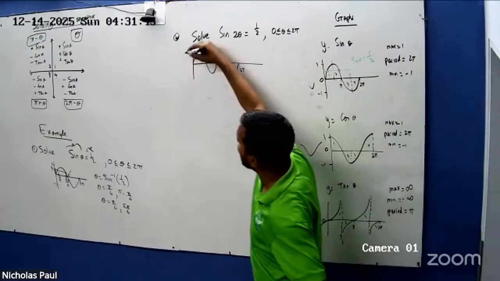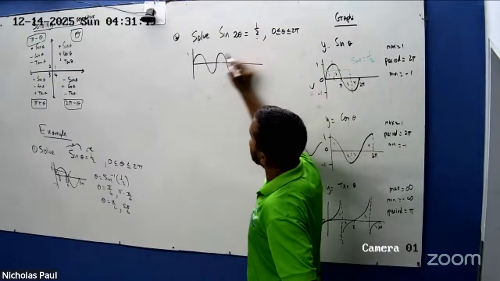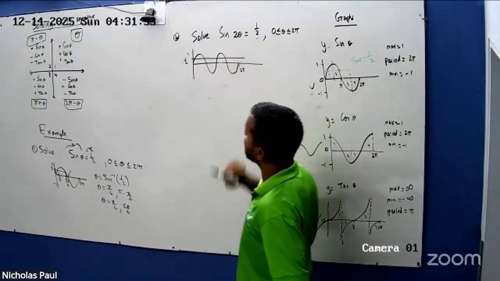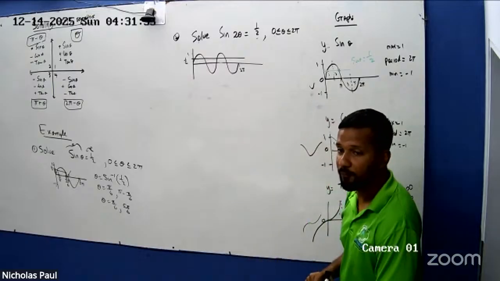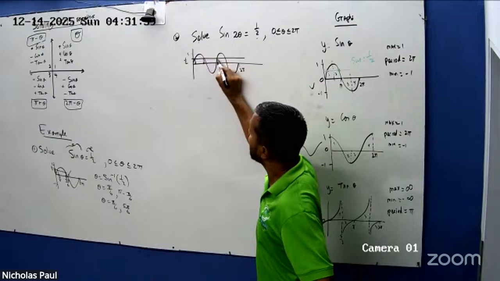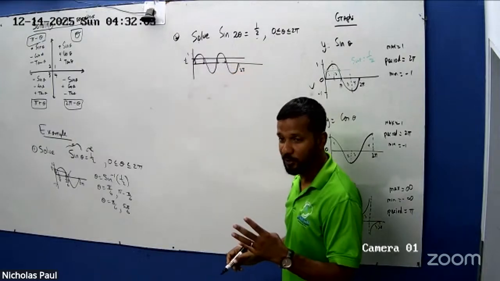So now the amplitude is still 1. So now if I draw the line y equals a half, how many solutions will I get? I will get 1 here, 1 here, 1 here, and 1 here. So I now have 4 solutions.